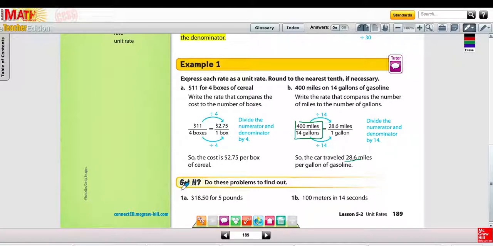Press pause and try to work out 1a and 1b on your note sheet and press play to check your answers. For 1a, $18.50 divided by 5 pounds is $3.70 per pound. For 1b, 100 meters in 14 seconds simplifies to 7.1 meters per second.